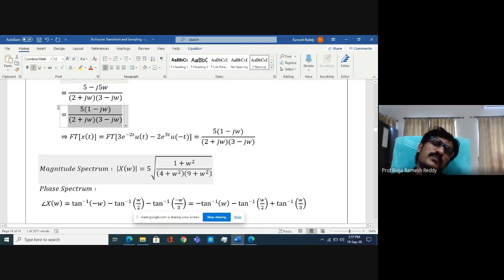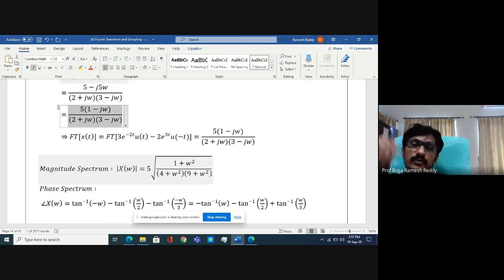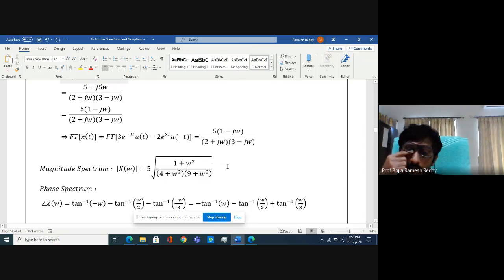No need to take the product or separate real part and imaginary part; not required. Straightforward. If it is a ratio, in angle put minus. If it is a product, in angle put plus. If you want the magnitude, straightforward, truncate all the terms like a plus jb: wherever a plus jb is available, put the root of a square plus b square. That's the end of the evaluation of magnitude.